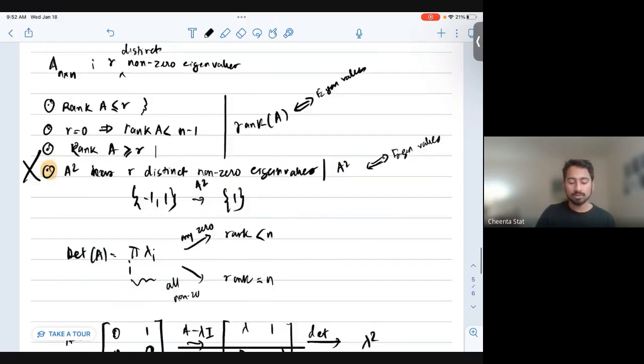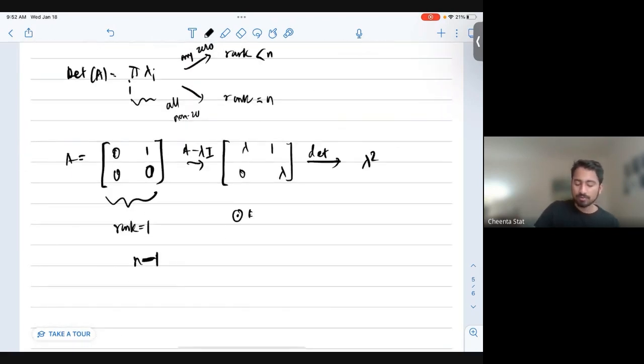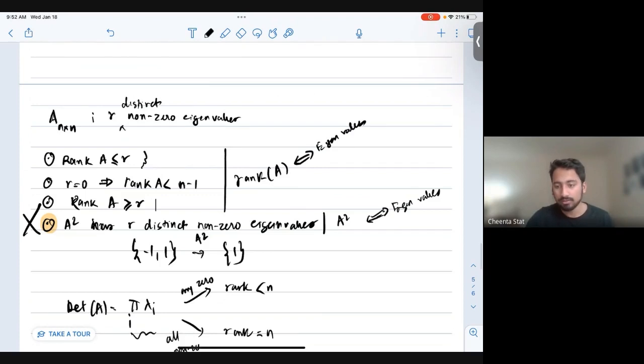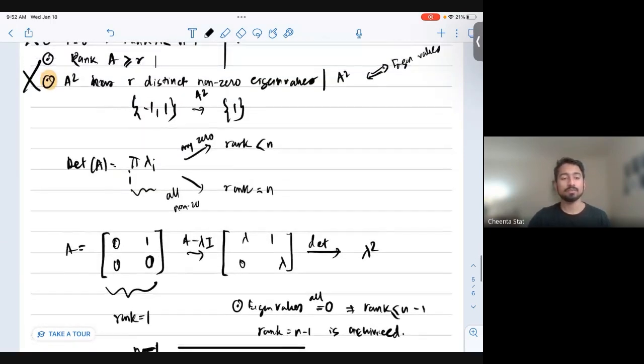All of you got it? That eigenvalues can all be 0. All 0 implies, of course, rank is less than n. In fact, rank equal to n-1 is achieved. Less than or equal to n-1 is achieved. So therefore, it's not less than n-1, okay? So therefore, this is also false. All of you got this option? Yes or no?